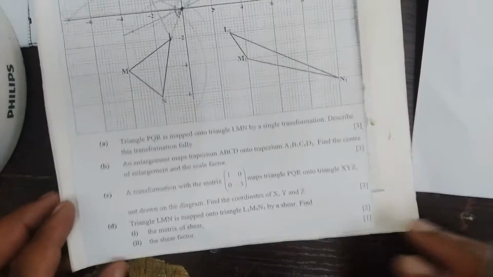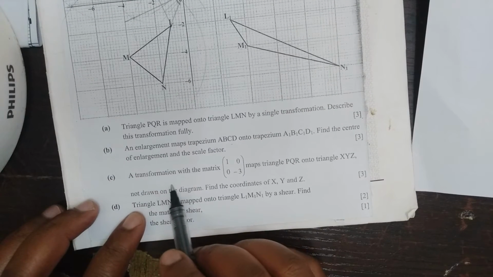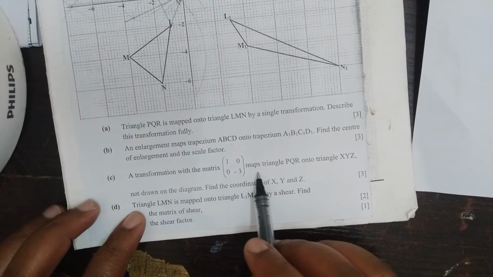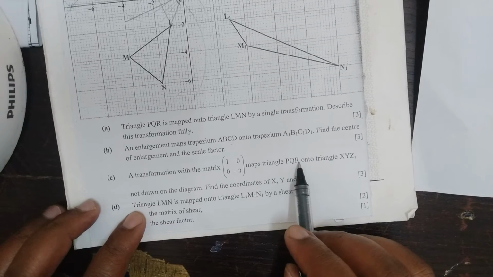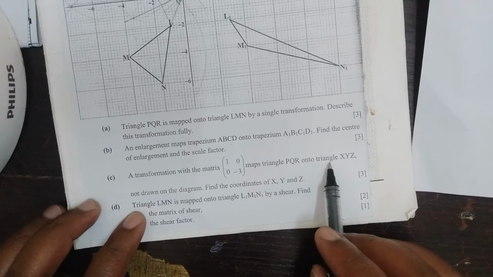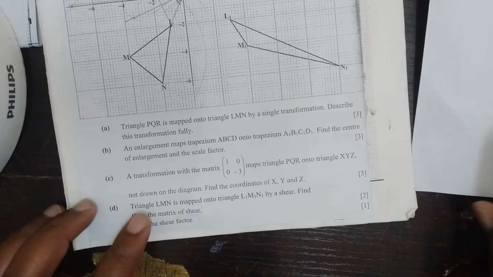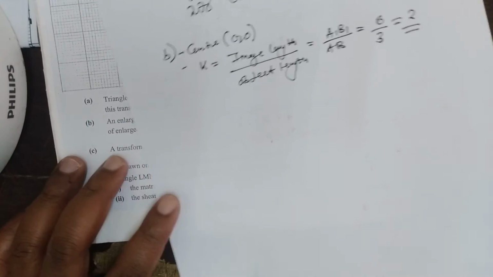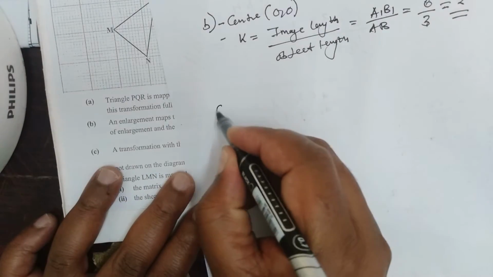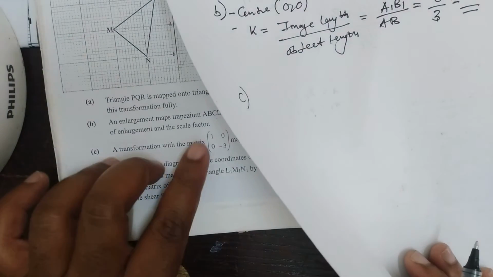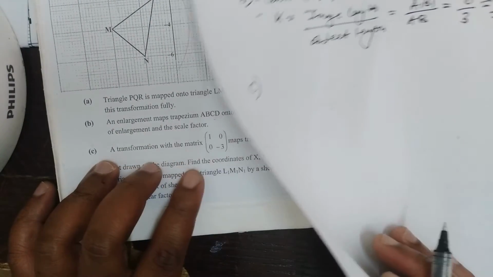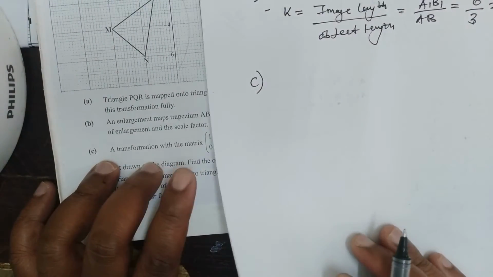Okay, a transformation with this matrix maps triangle PQR onto XYZ, not drawn on the diagram. Find the coordinates of XYZ. Okay, so to find the coordinates of XYZ, we are going to say this is C. What is the matrix that we have? 1, 0, 0, 1. So this is a stretch.